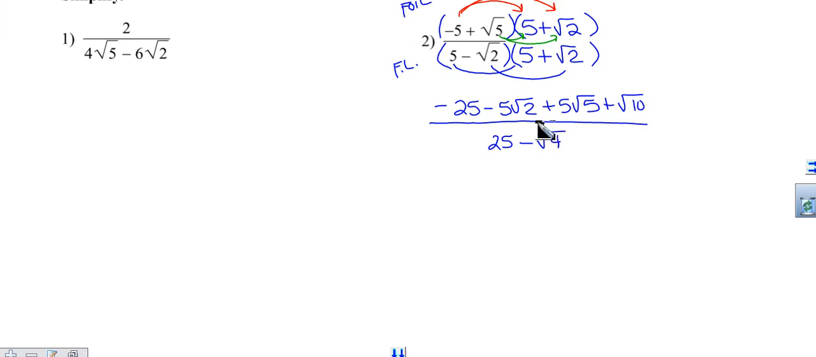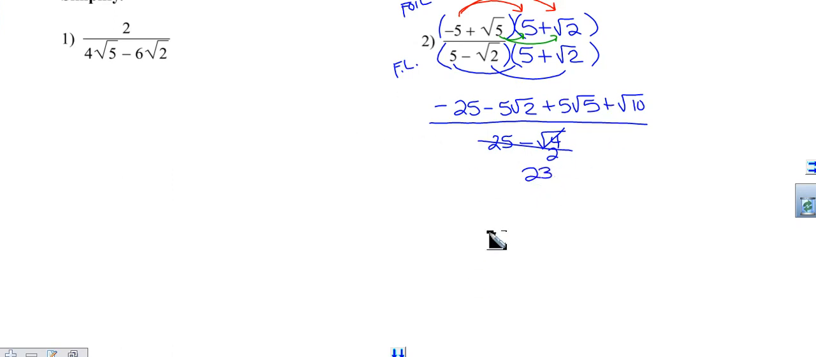In the numerator, every single one of these terms is already written in simplest form. Even square root of 10, if I break down 10, it's 2 times 5. So I don't have any numbers that show up twice that could come out of my radical. I cannot do any combining of these terms because they're not alike. In the denominator, I can solve the square root of 4 and I get 2. 25 minus 2 gives me 23 in the denominator.